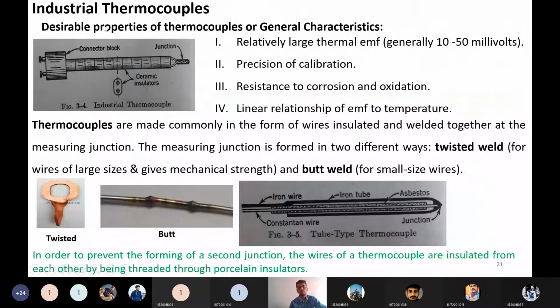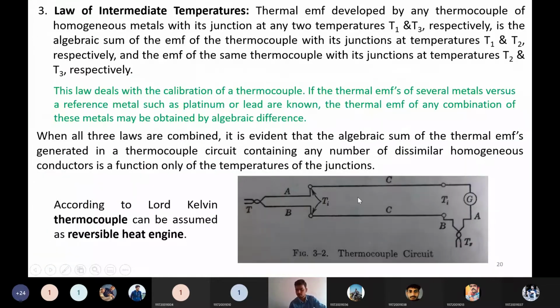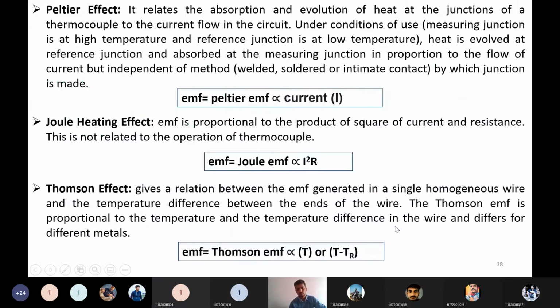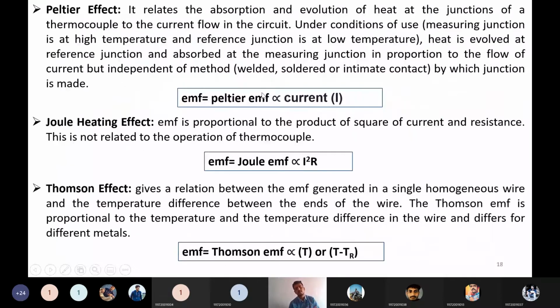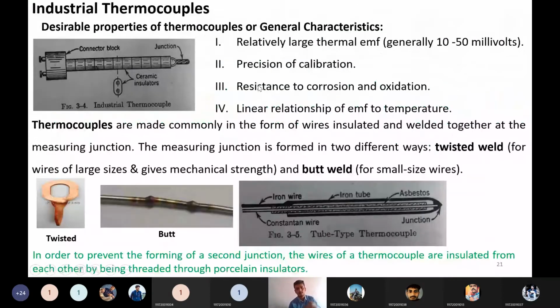So now the last topic in this unit is industrial thermocouples. So what are these industrial thermocouples? Whatever we have seen, these are all simple circuits, how the thermocouple can be made. But what about the industrial thermocouple? How will it look? What is the difference between it and the others? So for example, the first figure shown here is called an industrial thermocouple.